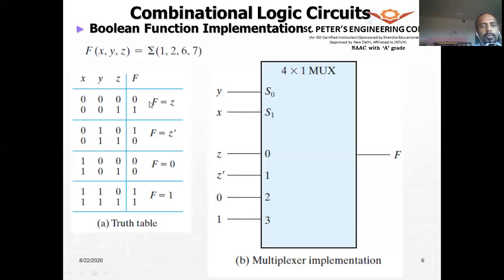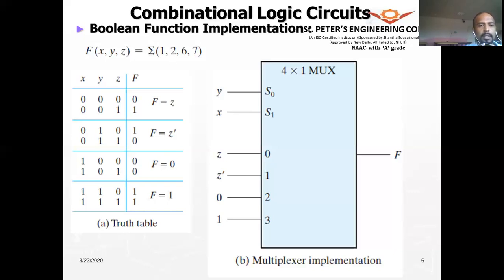So we have realized these 4 minterms by just modifying the 4:1 mux, by using X and Y as select lines, by giving Z and Z complement to the data lines 0 and 1, and setting the inputs of I2 and I3 as 0 and 1. We can realize this Boolean function. All right. I hope this point is very clear now.